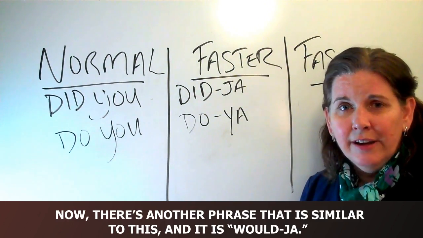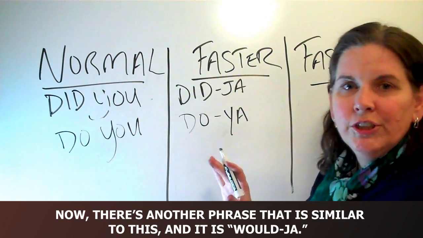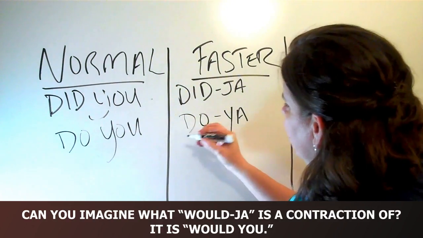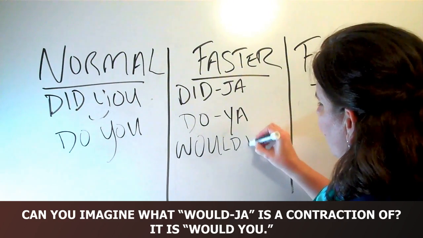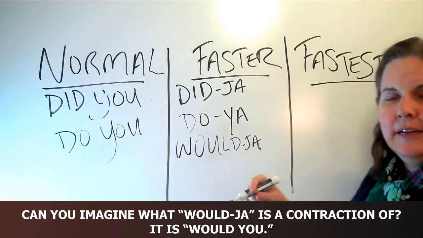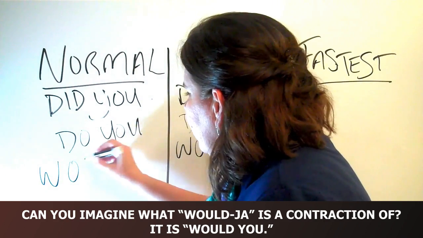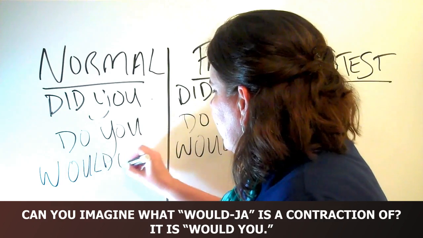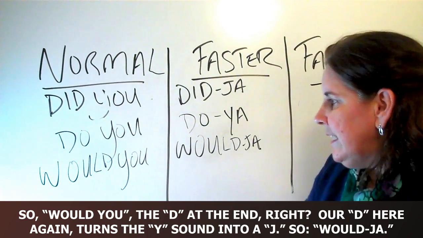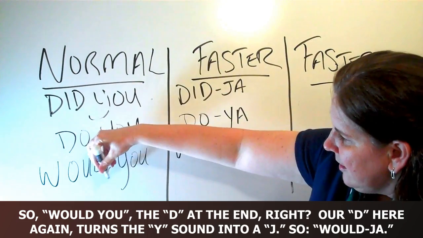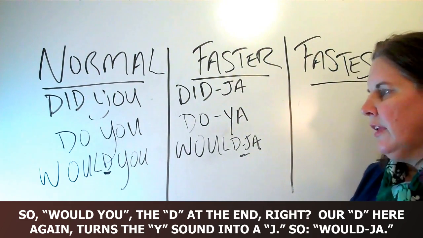Now there's another phrase that is similar to this, and it is would ya. Can you imagine what would ya is a contraction of? It is would you. So, would you, the D at the end, right? Our D here, again, turns the Y sound into a J. So, would ya?